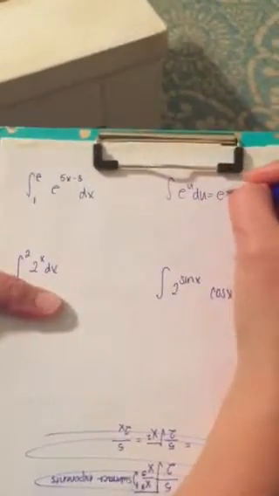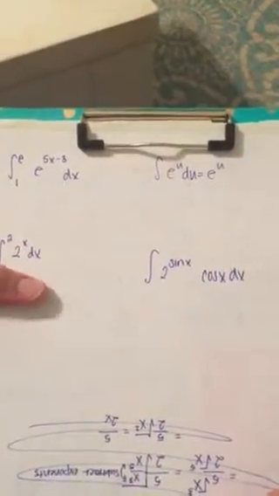Okay, the integral of e to the u du is e to the u again. So you're just going to have to do u substitution there.